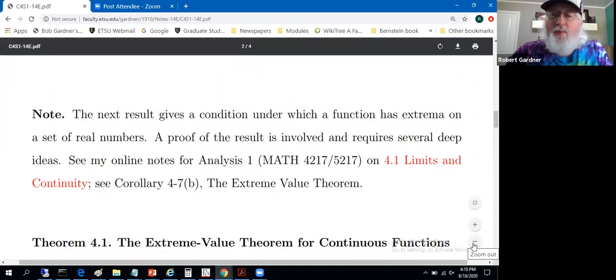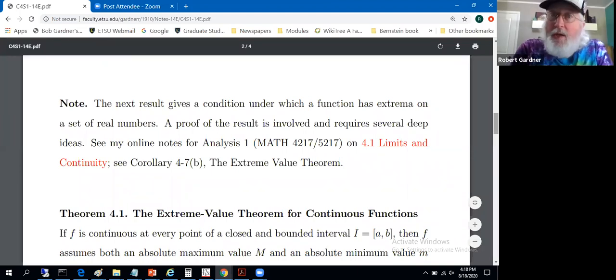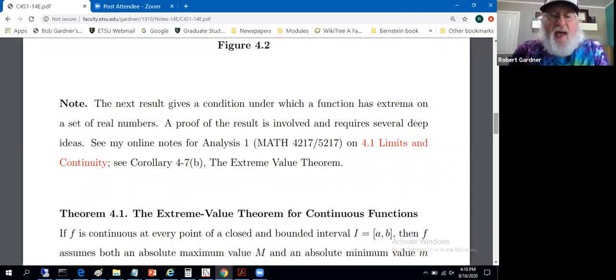Okay, so what we want to do is figure out, first off, when a function has absolute maxes and absolute mins. And secondly, where are they? We want a technique to find them, and we'll have a technique and it'll involve derivatives. And we sort of foreshadowed this in some of the stuff we've done earlier. The next result gives a condition under which a function has extrema on a set of real numbers. The sets of real numbers we deal with are usually intervals, or maybe the whole real number line.